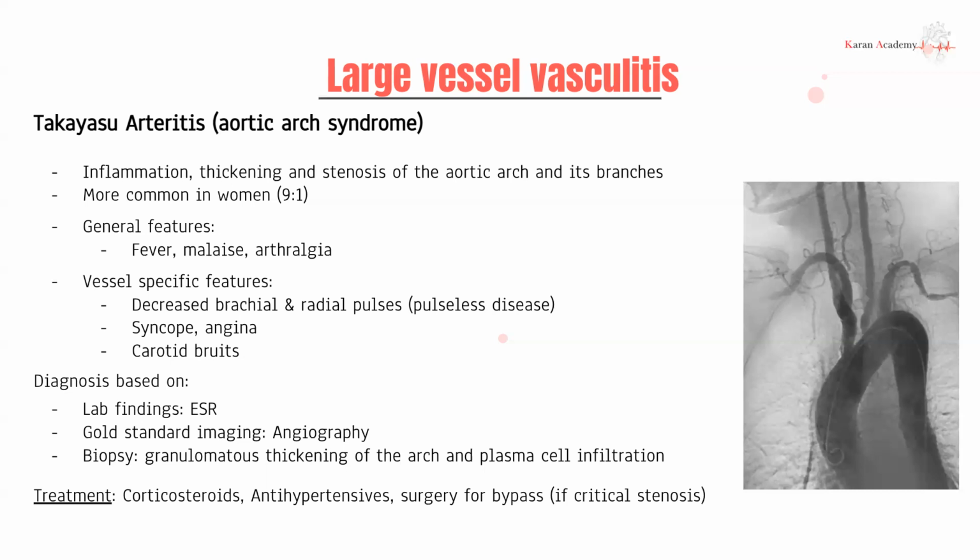In terms of treatment, well, you want corticosteroids to reduce the inflammation, antihypertensives to reduce the blood pressure, which is going to be associated with the aortic arch stenosis. And you can often have surgery if the vessels are critically stenosed. So often you could do a carotid bypass.